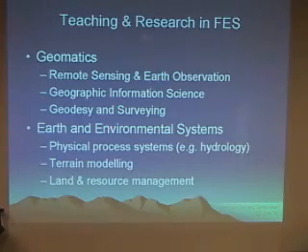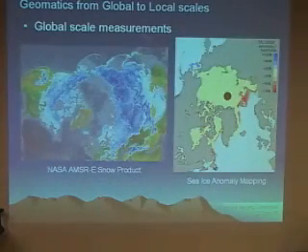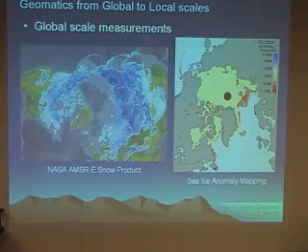And the kinds of Earth and environmental system processes we're interested in, mostly from a remote sensing point of view, are physical process systems such as hydrology, and terrain modeling, looking at digital elevation models and how they impact geomorphological processes. And also, when you take it onwards towards policy, you're interested in land and resource management. So to give you a sense of the remote sensing Earth observation scales, from global to local, and local again is not the micro, it's the 10 to 100 meter scale.